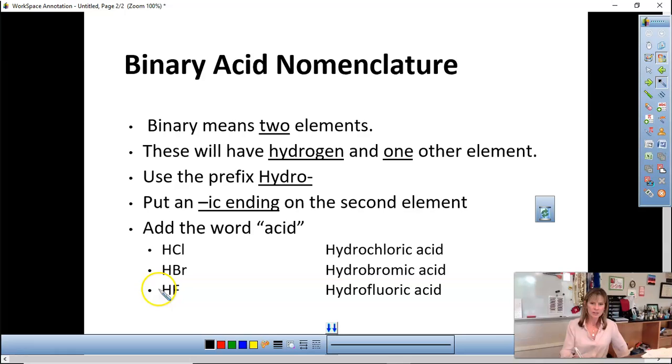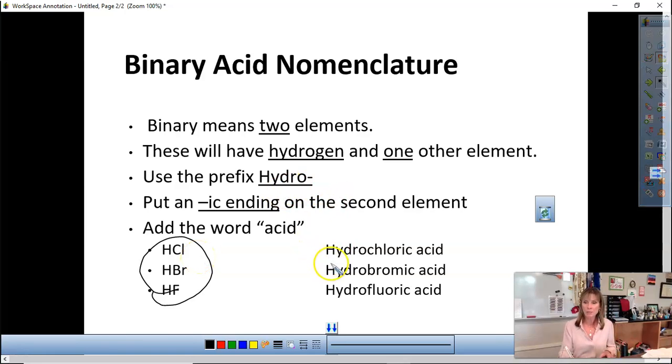So all of these down here are binary acids. Why are they binary acids? Well, because they have two elements. When they have two elements, the way you name them is you start by writing the prefix hydro. Then you find whatever the second element is. In this case, it's chlorine. But instead of chlorine, you knock off the ending and you put IC, chloric. So hydrochloric, there's the suffix IC, and you follow it up by acid.